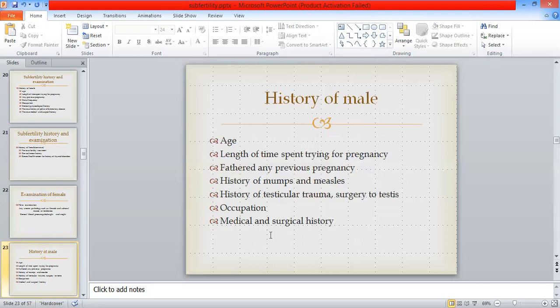Similarly, medical and surgical history is also important. In medical history, patients with diabetes mellitus or other chronic medical disorders are more prone to male subfertility because the semen quality and frequency are affected. If there is any surgery on the perineum or the testes, then the fertility of the male is affected. So these points are important in history taking of patients suffering from subfertility.